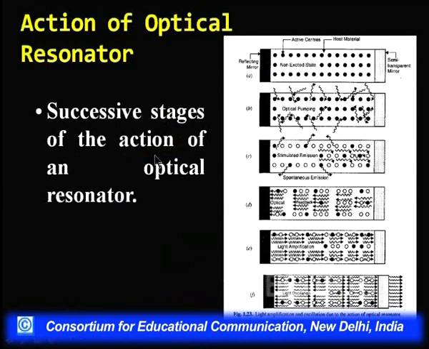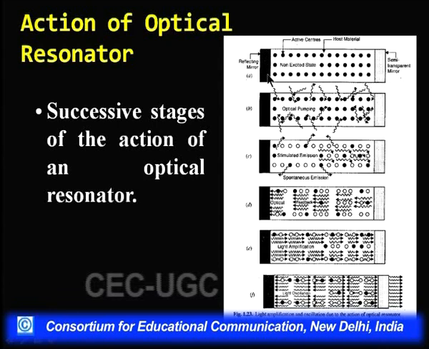Now, the action of the optical resonator. We also call it a cavity or resonator; it is the same thing. Here we define, one by one, the successive stages of the action of an optical resonator. We have different phenomena taking place. Here we see a reflecting mirror and a semi-transparent mirror, and this whole arrangement is called the optical resonator or the optical cavity.